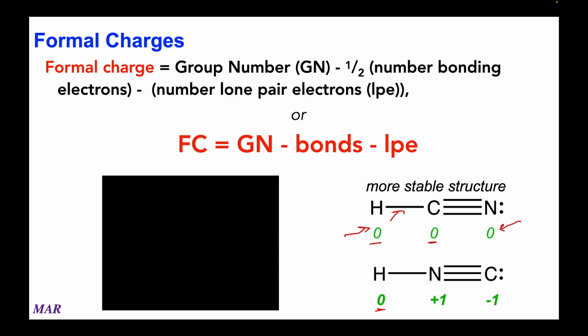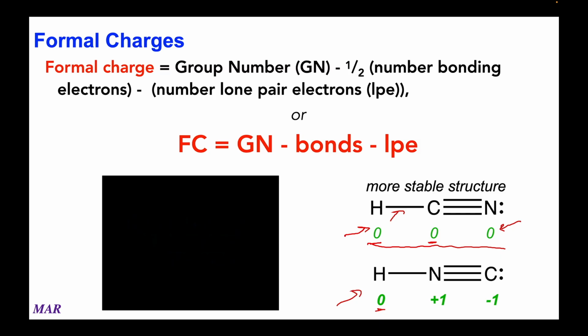Now if this is a good Lewis structure, and it's a good thing, all the formal charges together should equal the charge on the molecule. 0 plus 0 plus 0 equals 0, and that's good because HCN is a neutral molecule. All right, so this is a good resonance structure. But now let's look at the lower example.